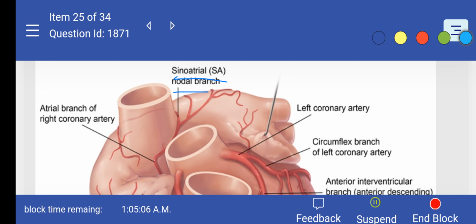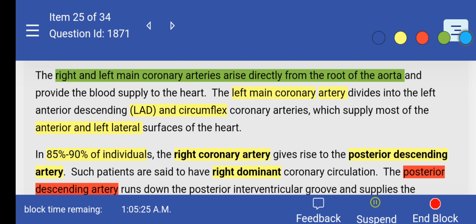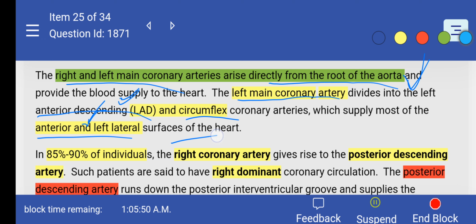If we go upward, the SA node and AV node are also supplied by this dominant circulation. For example, in most people it is from the right coronary artery. The right and left main coronary arteries arise directly from the root of the aorta, point to be noted, and provide the blood supply to the heart. The left main coronary artery divides into the LAD and the circumflex arteries, which supply most of the anterior and left lateral surfaces of the heart.